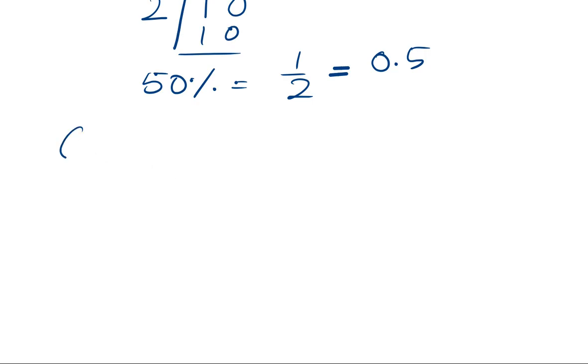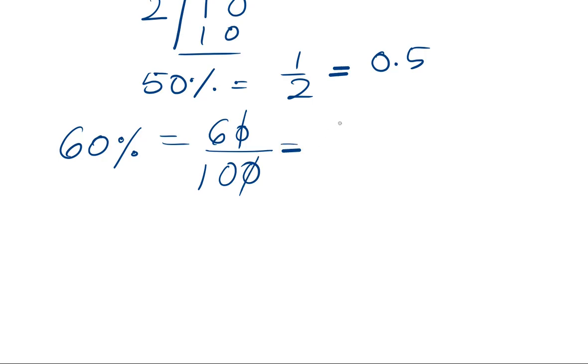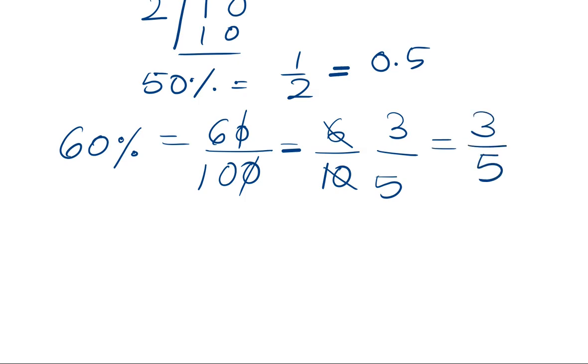Okay, 60 percent. How can you convert this percentage into a fraction? This is equal to 60 over 100. Then how can you simplify it? Both numbers are divisible by 10. So we can cut the zeros. This is equal to 6 over 10. Then both numbers are divisible by 2. 6 divided by 2 is 3, 10 divided by 2 is 5. So 60 percent is equal to 3 over 5.